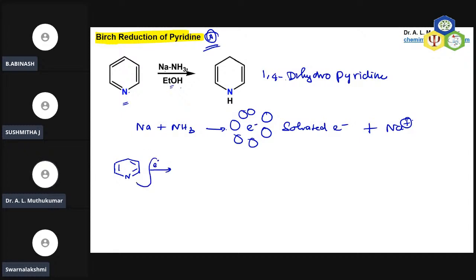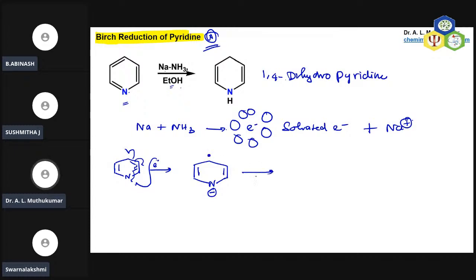So what happens? This electron is coming here. This pi bond electron will be moving here. This electron will be moving here, and this electron will be moving here. You have N minus, because nitrogen is giving one more electron. An electron is coming here. You have N minus, you have a radical here.